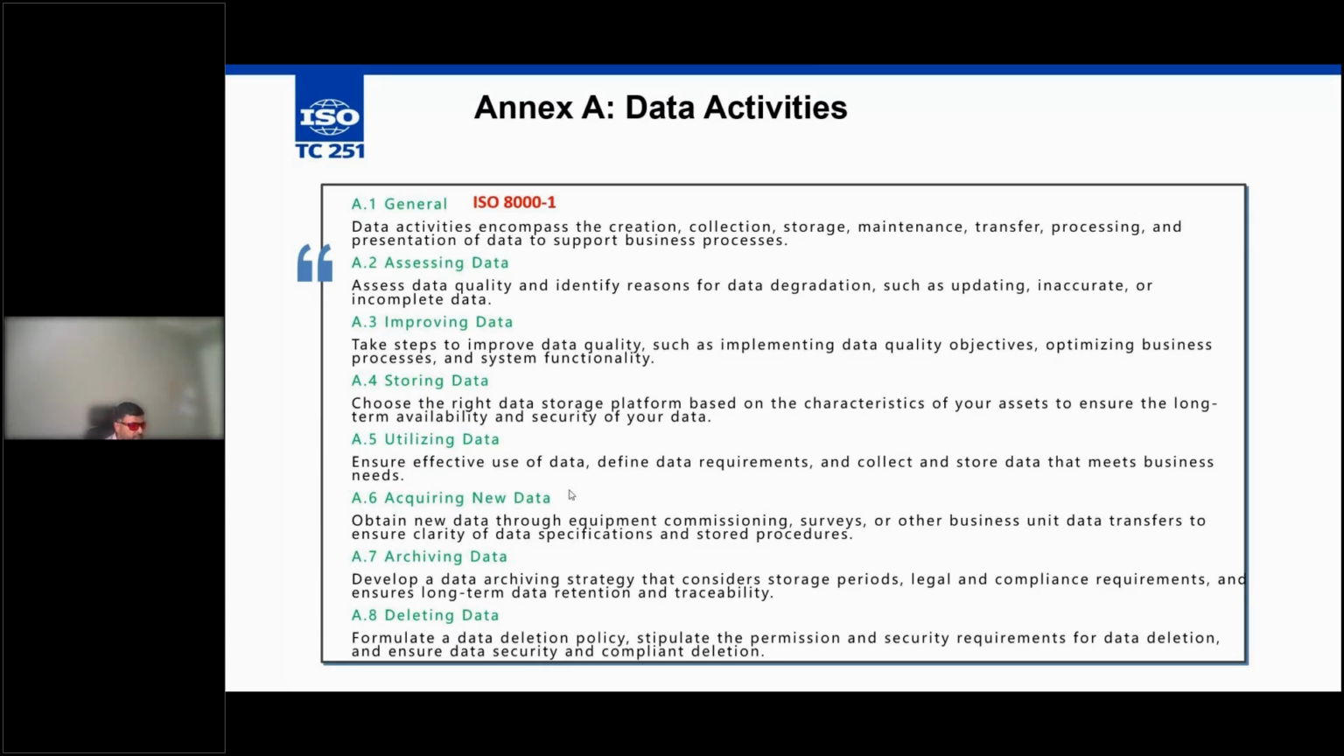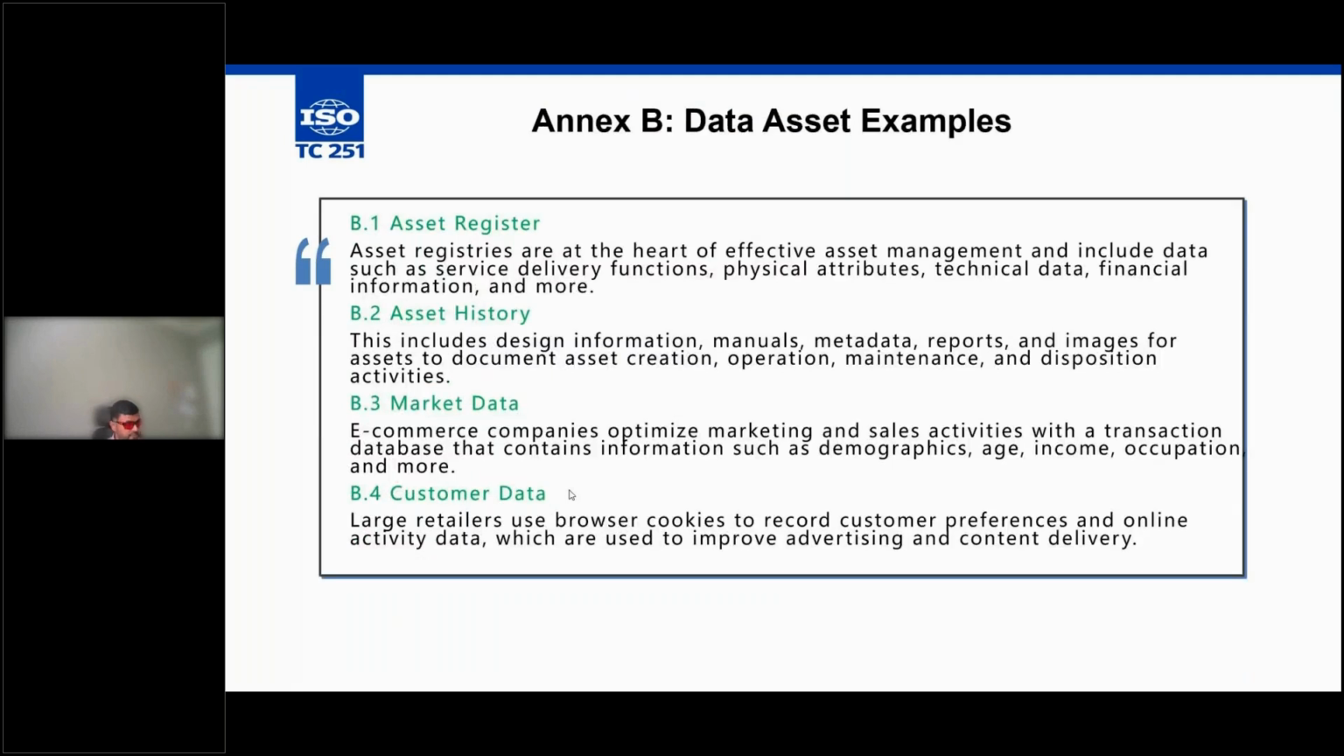And then examples of data assets: an asset register can be considered as a data asset. History regarding the asset performance can be considered a data asset. Market data, so there is actually a big data exchange in China that actively trades data sets, customer data, commodity data as an asset. So they have a very high frequency exchange in China that is going to be using this standard in order to be able to comply and bring some standardization on how they would classify something as a data asset, which can be traded in an open e-commerce platform.